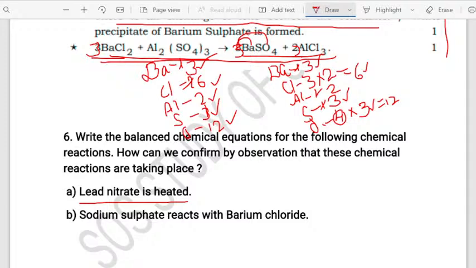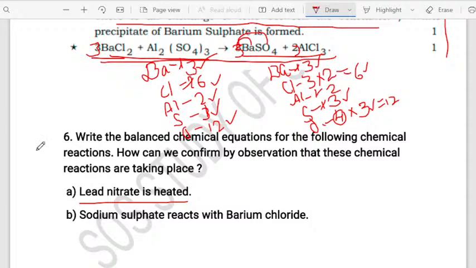I have told you, decomposition reaction is very, very important. They can ask the types of decomposition reaction. You should be thoroughly ready with the types of decomposition reaction, that is thermal decomposition, electrolytic decomposition, photochemical or photolytic decomposition. All the three are very, very important. You must learn all the equations here.